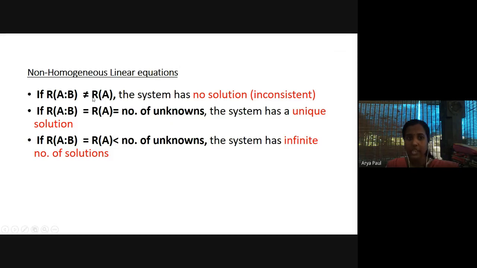Once again, I repeat: if the rank of the augmented matrix AB is not equal to the rank of A, the system has no solution, that means inconsistent. If the rank of AB is equal to the rank of A, equal to the number of unknowns, the system has a unique solution. If the rank of AB is equal to the rank of A and less than the number of unknowns, the system has an infinite number of solutions. Clear? Now I will show you another thing.